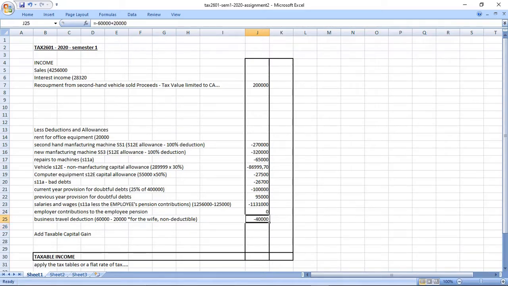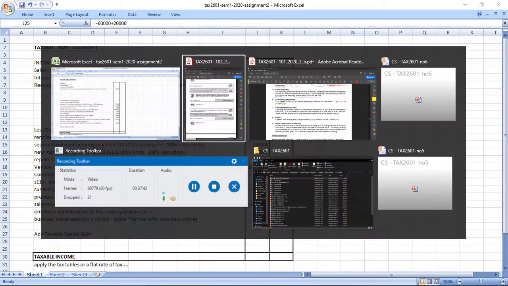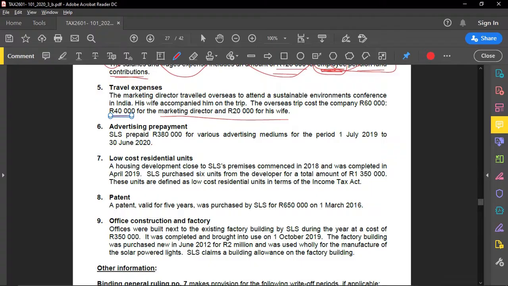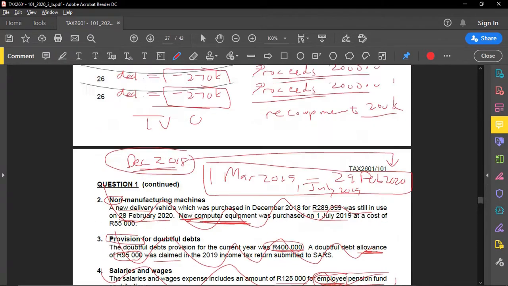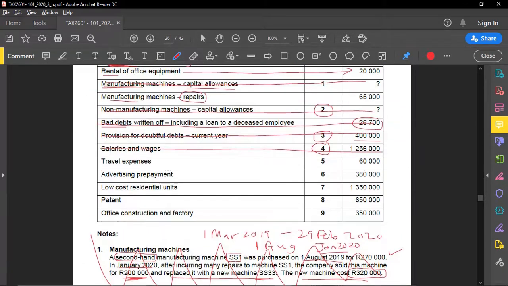Okay, it gives me 40,000 as a deduction. Right, that's the deductible amount in brackets. That was an easy one. Okay, there are some easy, and they are obviously more difficult depending on how you're looking at it.